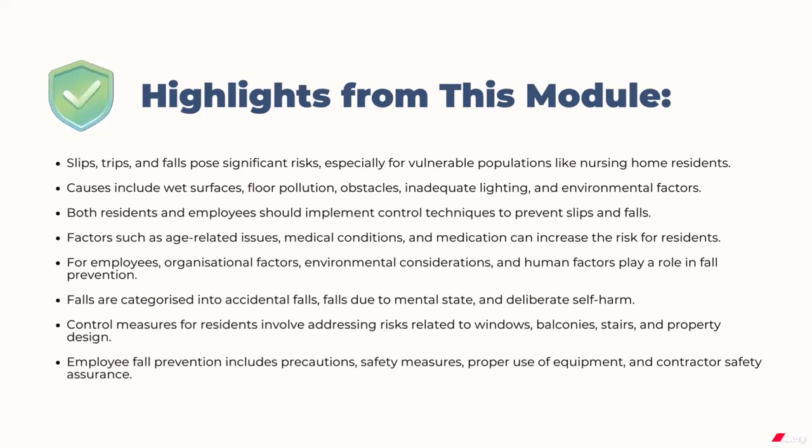Falls are categorized into accidental falls, falls due to mental state, and deliberate self-harm. Control measures for residents involve addressing risks related to windows, balconies, stairs, and property design. Employee fall prevention includes precautions, safety measures, proper use of equipment, and contractor safety assurance.